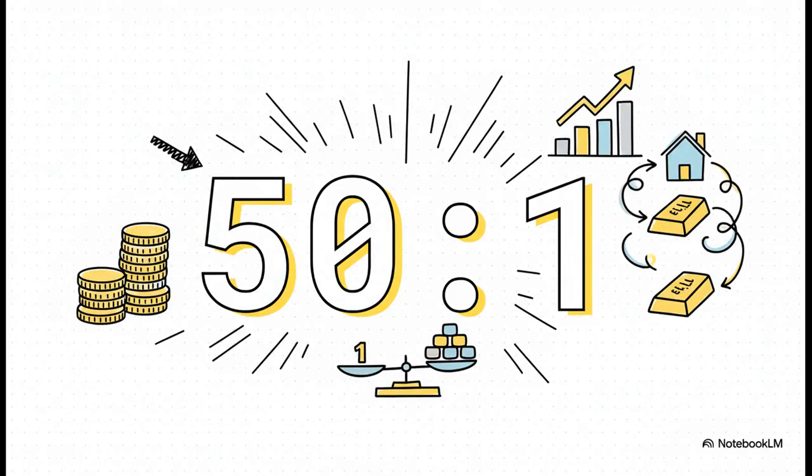You'll usually see leverage talked about as a ratio, something like 50-to-1. All that means is for every single dollar of your own money that you use as margin, you can control $50 worth of the asset. And some brokers offer way higher ratios than that, which, you guessed it, pumps up the potential reward and the potential risk.